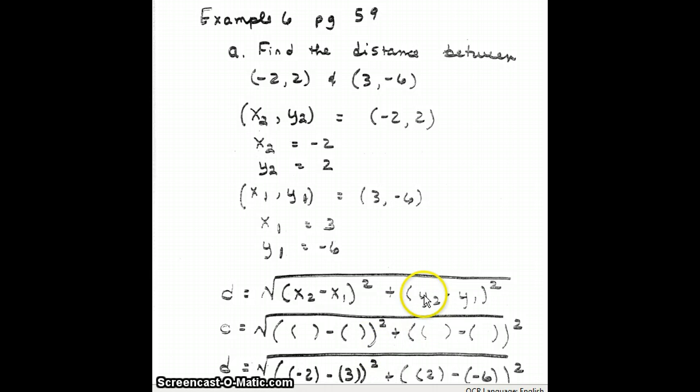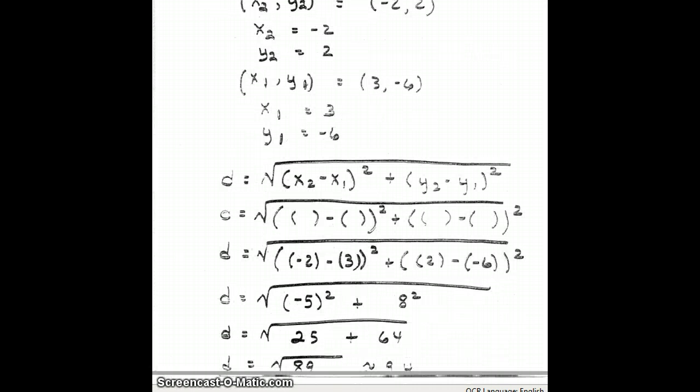Then we go to y sub 2. We need to find y sub 2, and we find y sub 2, and it's actually a 2. So we place it in this hole. And then we need y sub 1, which is a negative 6. We're going to place it in this hole right here. So now that we've done our replacements, we need to do our math.